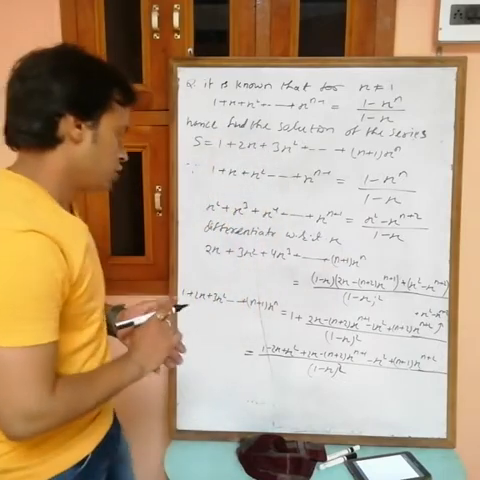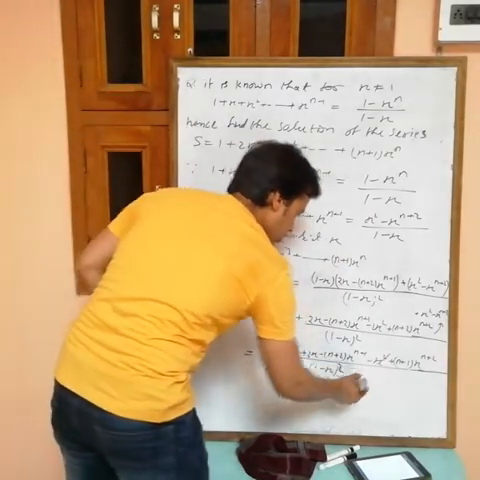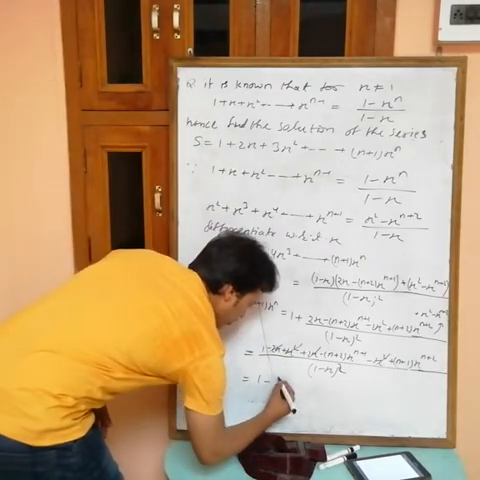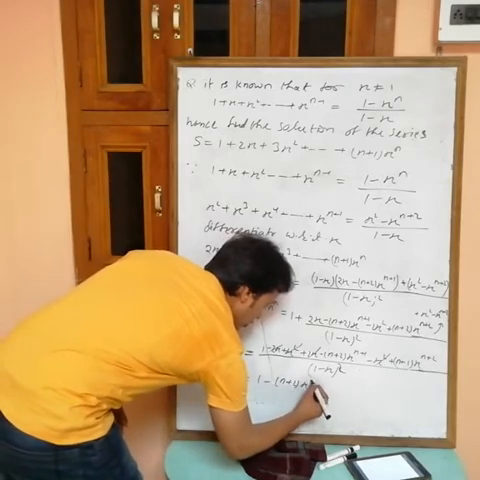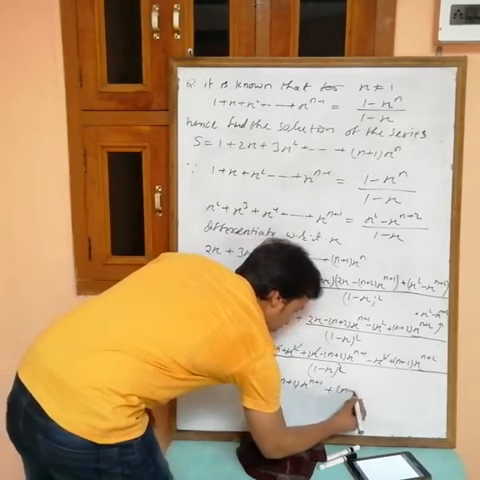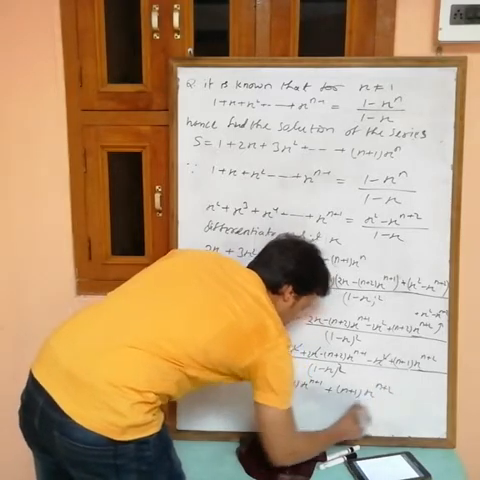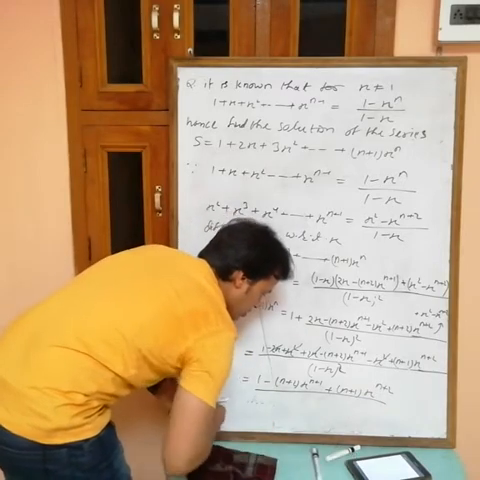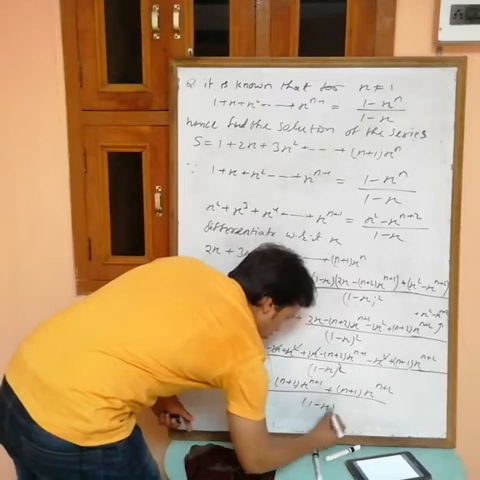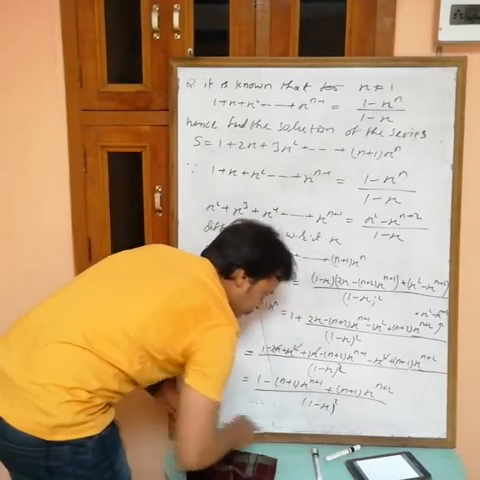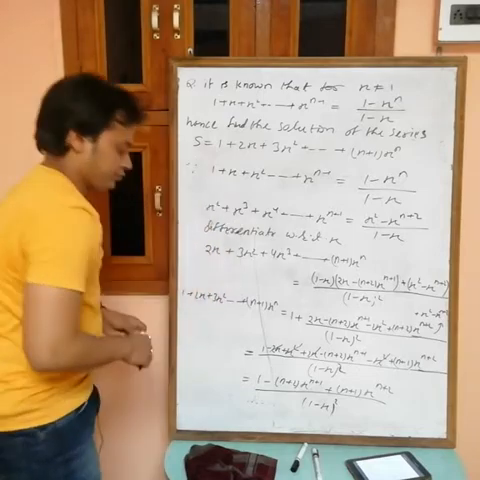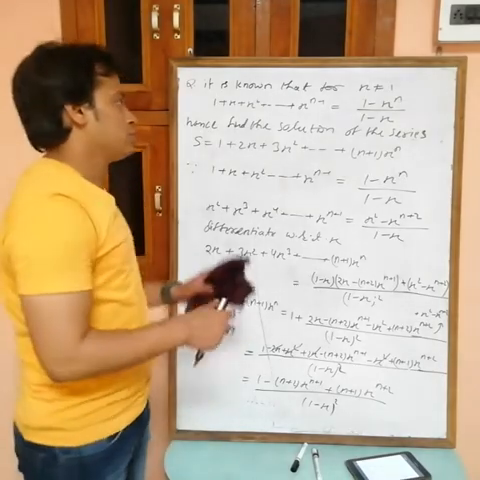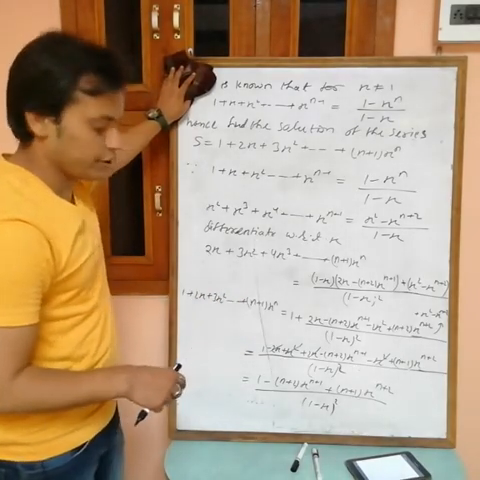Now x square cancels out, minus 2x plus 2x cancels out, then finally what we are getting: 1 minus (n plus 2) into x power n plus 1 and plus (n plus 1) into x power n plus 2, and in the denominator we have the square of (1 minus x) square. Okay, write it down. So this is the answer.